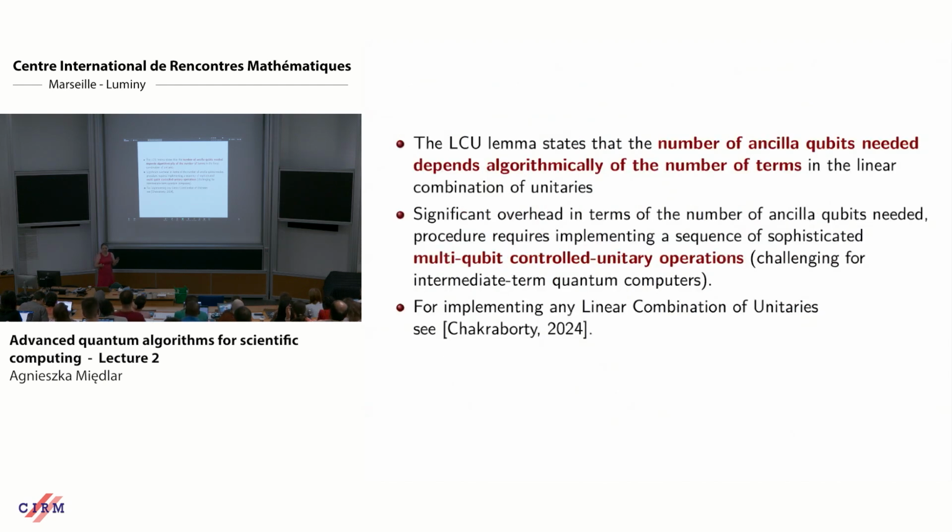And as I said, there is a lot of theory that says that the number of ancilla qubits, unfortunately, depends algorithmically on the number of terms. So of course, the longer your linear combination, the more ancilla qubits you may need, so you see it in the complexity. The other thing is you need a multi-qubit controlled unitary operation. So there's select and prepare that are more complicated than just simple gates.